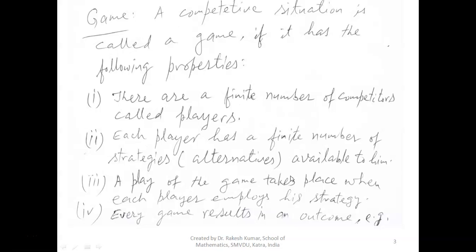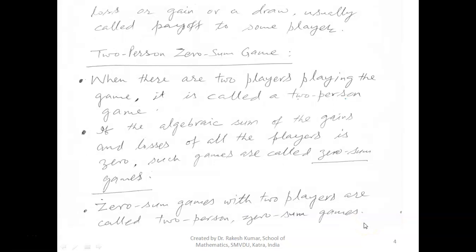What is a game? A game is a competitive situation. A competitive situation is called a game if it has the following properties. Number one, there are a finite number of competitors called players. Number two, each player has a finite number of strategies or alternatives available to him. Three, a play of the game takes place when each player employs his strategy. Four, every game results in an outcome, for example, loss or gain or a draw, usually called payoff to some player.